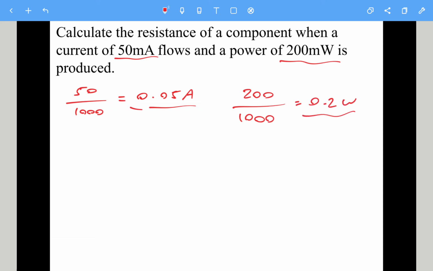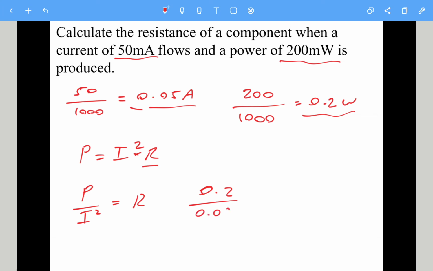watts. Now we need to do power equals I squared R. Now we need to get resistance, so we need to get rid of a times I squared, and the opposite of timesing by I squared is dividing by I squared, so power divided by I squared will give us the resistance. So the power is 0.2 divided by 0.05 squared, and that will give us the resistance value, which is 80 ohms.